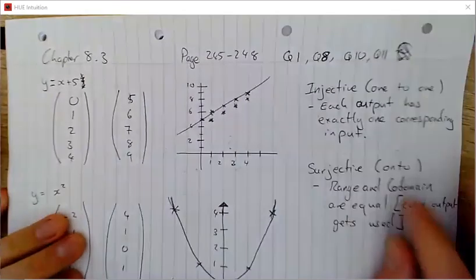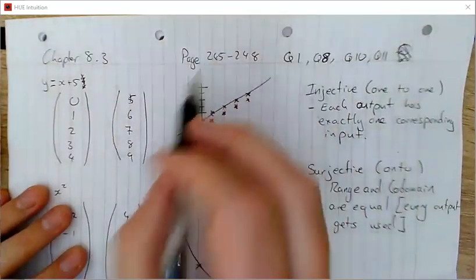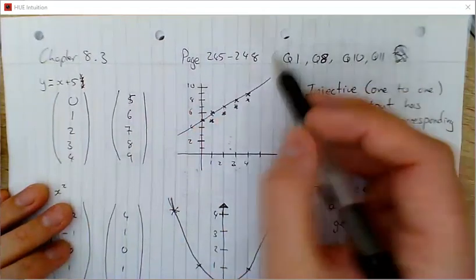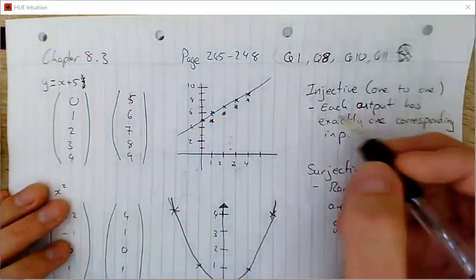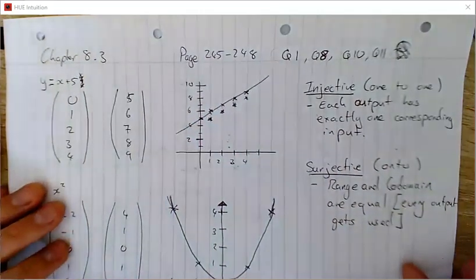We are looking at chapter 8.3, page 245, 248, and we're going to do these four questions here. But first, we're going to introduce ourselves to the terms injective and surjective.